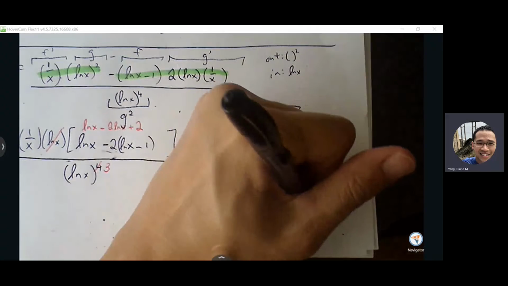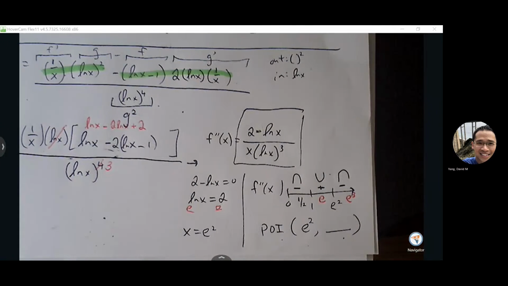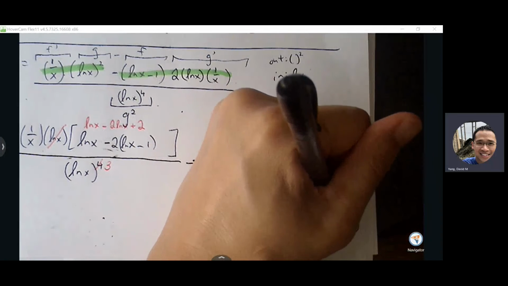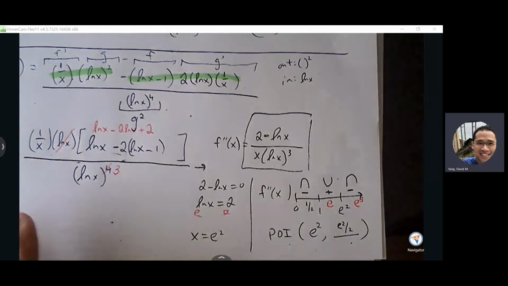So I can plug e squared back into the original function, and I'll get e squared over 2, and that's my POI, okay? And we'll pick this up on Wednesday.